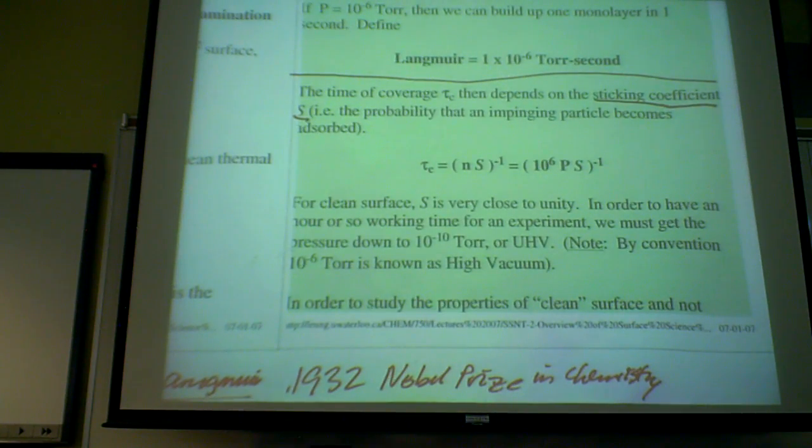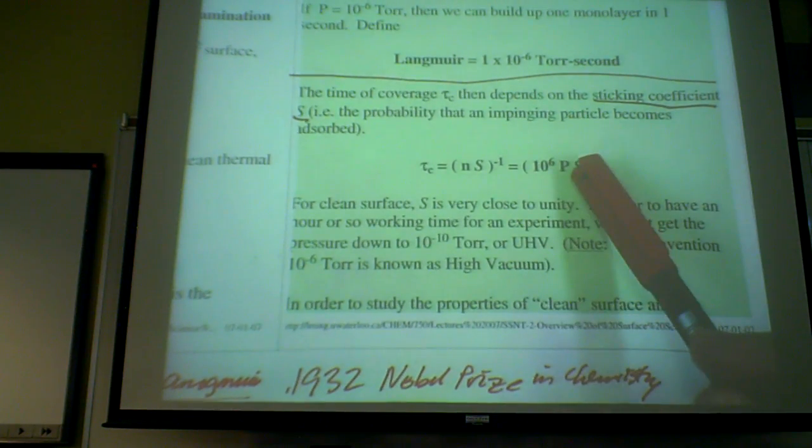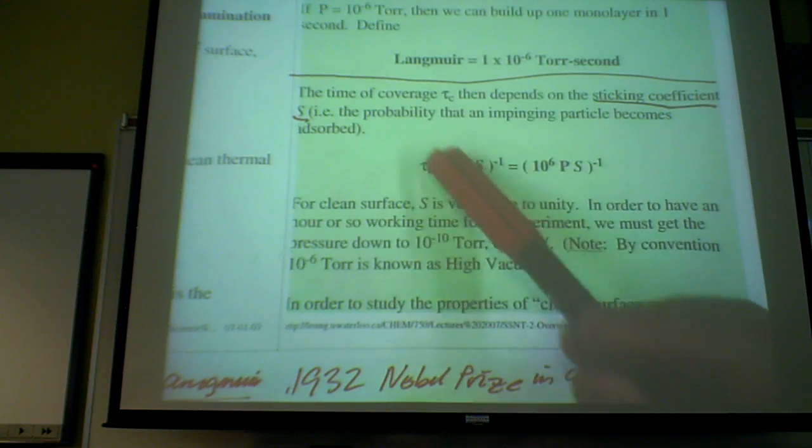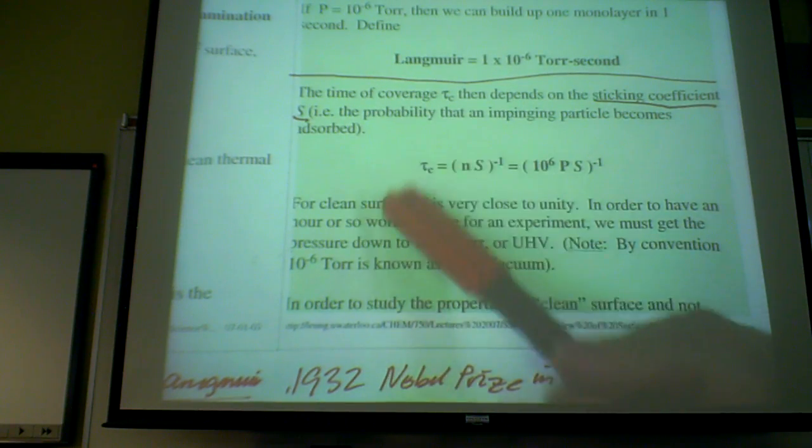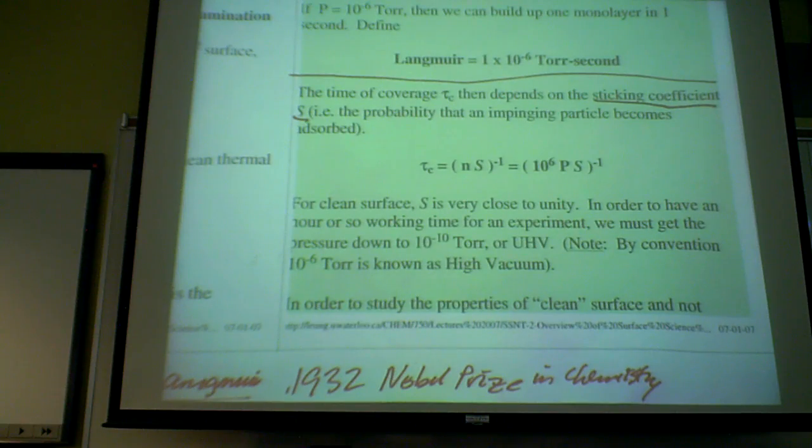So when it's clean, that means coverage is 0. The sticking coefficient should be close to unity for all materials. As the surface gets dirtier and dirtier, the coverage becomes higher and higher, and the sticking coefficient will become smaller and smaller. And if you have a smaller number here, what does it mean? It means that you lengthen the resident time, the time of coverage that you have. Okay.